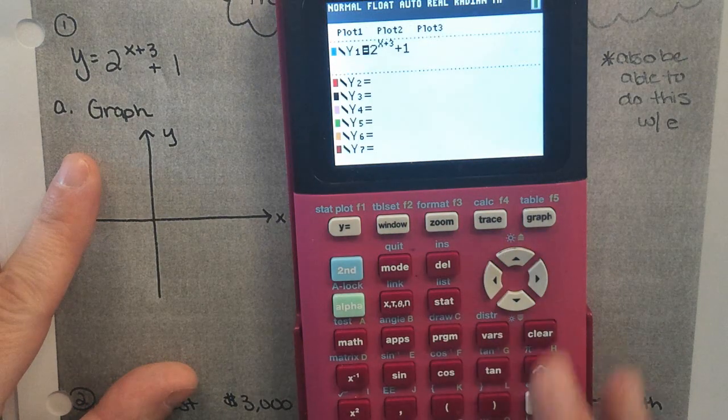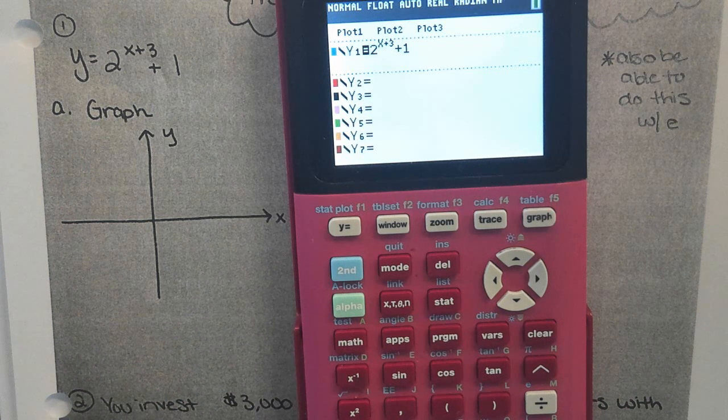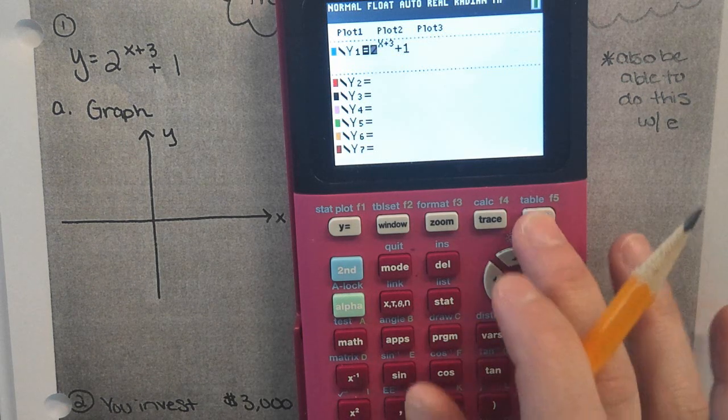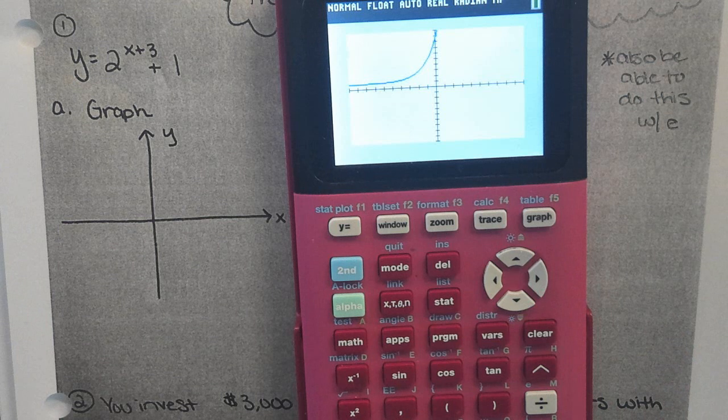Okay? Alright. I'm still going to do this one on my calculator though. I'm going to go to y equals, oh look, it's already typed in from last hour, so perfect. 2 to the x plus 3 plus 1. Remember that if you have old software, you're going to need parentheses around x plus 3. I'm going to hit graph, and there's what it looks like.